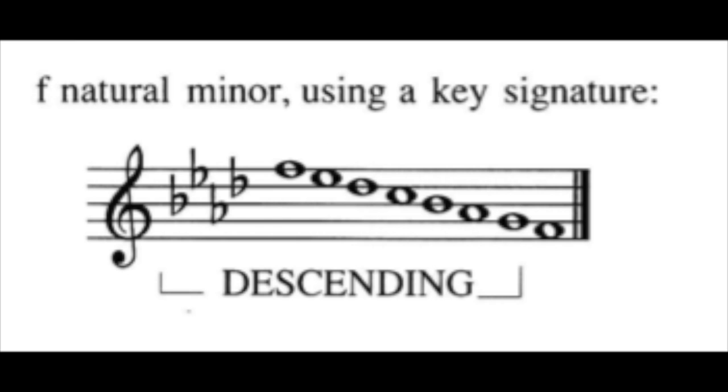When you see questions that ask you to only write descending, make sure you start from the top note, the top tonic, and go down to the bottom note, the bottom tonic. So you can see here in the key of F minor, we start on that high F, and we work our way down to that lower F.